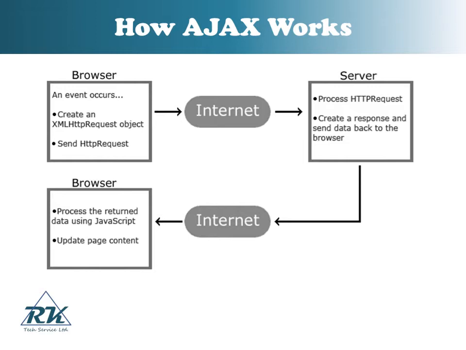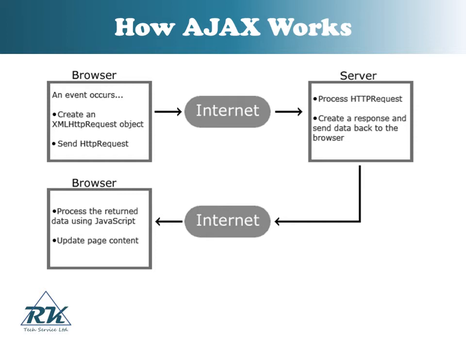How AJAX works. AJAX allows web pages to be updated asynchronously by exchanging data with a web server behind the scenes. This means that it is possible to update parts of a web page without reloading the whole page. Let's understand the diagram. Step 1. An event occurs in a web page: the page is loaded, a button is clicked.